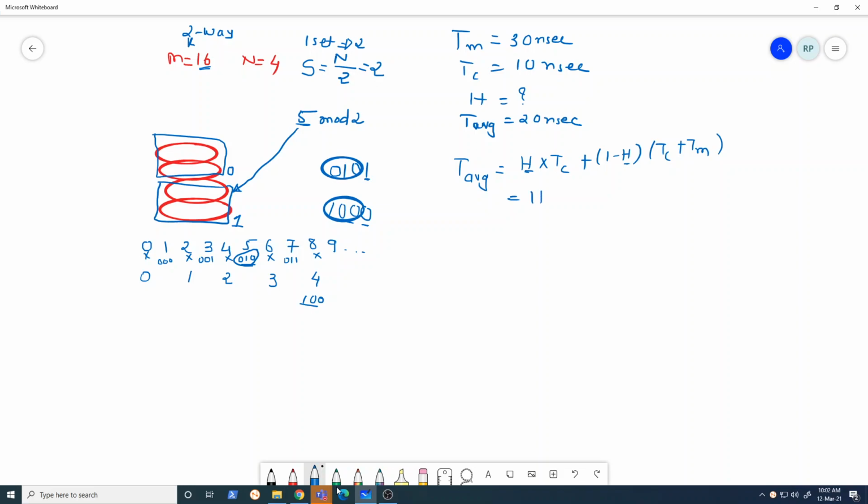So this is H times TC plus (1 minus H) times TM. Then if you do simplification, this is T average. Simplify this, and then you will get your h approximately 0.66. Okay, this is the hit ratio that you will get. If you remember this equation, then this will be very easy.